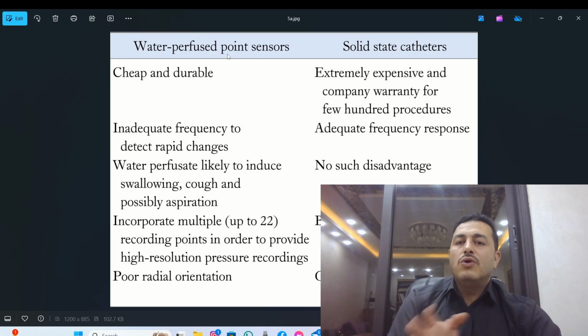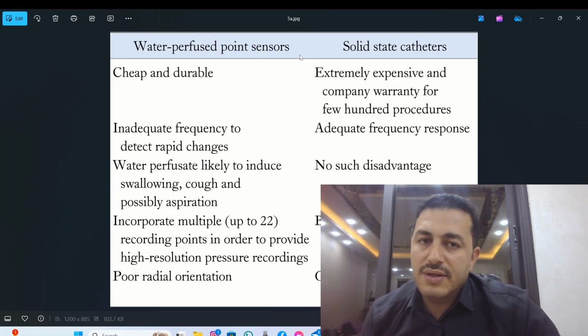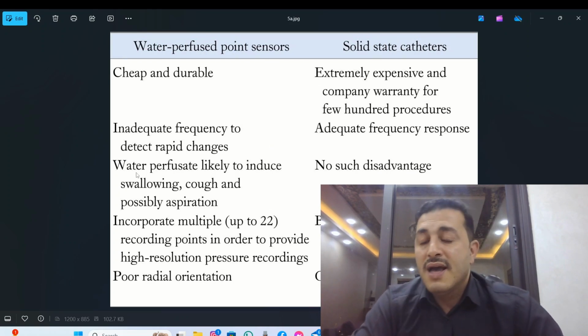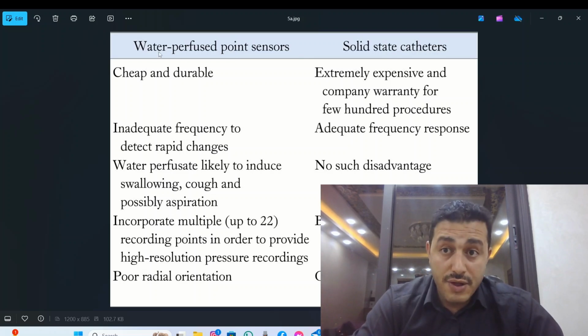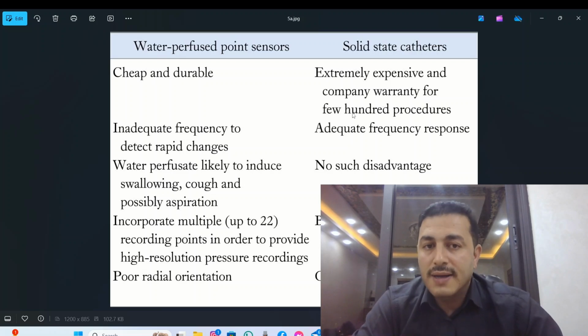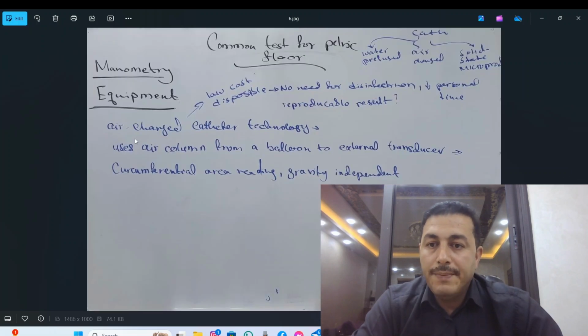Just comparing a water perfused catheter and a solid state catheter, what I want you to concentrate on is that the water perfused one is cheaper and durable. The solid state, we said, is fragile, with a warranty for only a few hundred procedures. Okay, the other part is related to the upper GI.